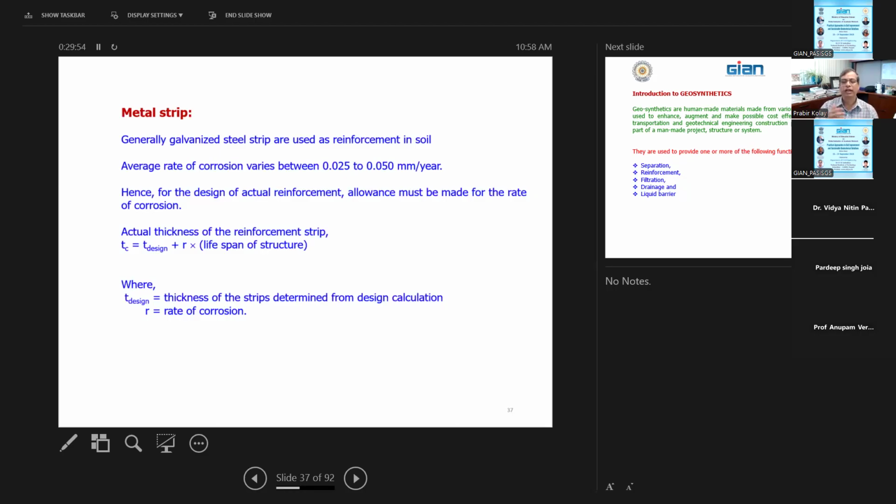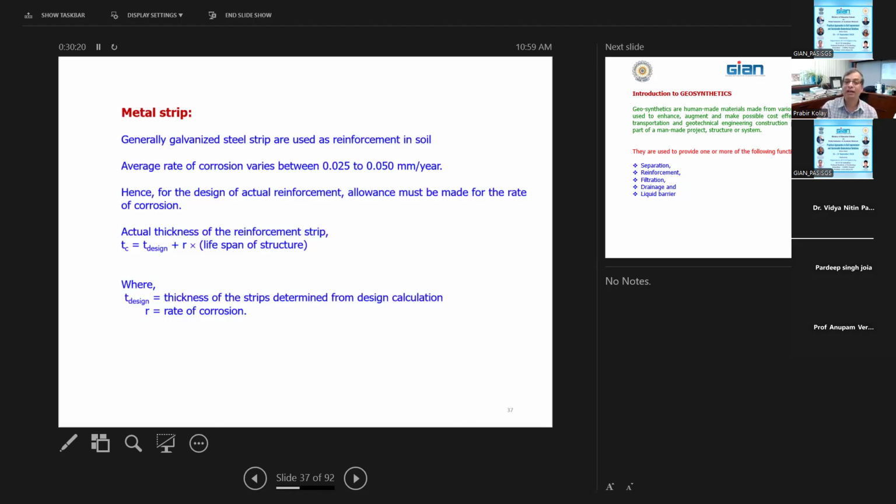Obviously, the corrosion is inevitable. So you need to use something like 0.25 to 0.05 millimeter per year as the corrosion rate, every year. Actual thickness, that's why you need to do the design thickness plus R, the rate of corrosion, you need to include, and how much is the lifetime of the structure. So mostly, generally we design for 30 years or 40 years.